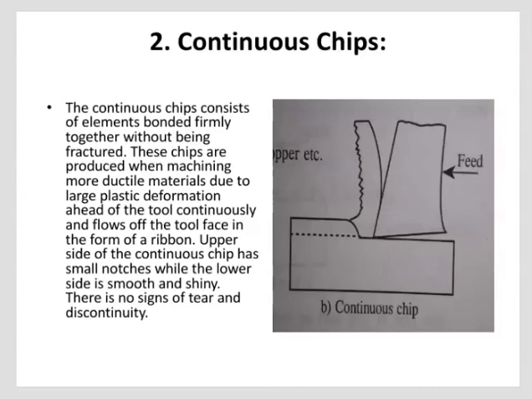Second one is continuous chips. The continuous chips consist of the elements bonded firmly together without being fractured. These chips are produced when machining more ductile materials due to large plastic deformation. Upper side of the continuous chip has small notches while the lower side is smooth and shiny. There is no sign of tear and discontinuity.